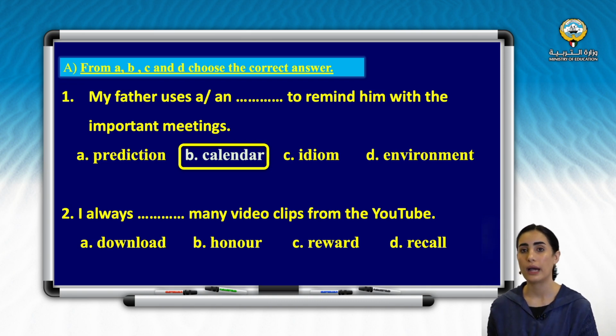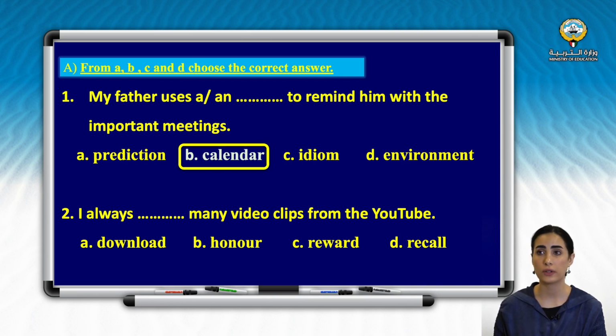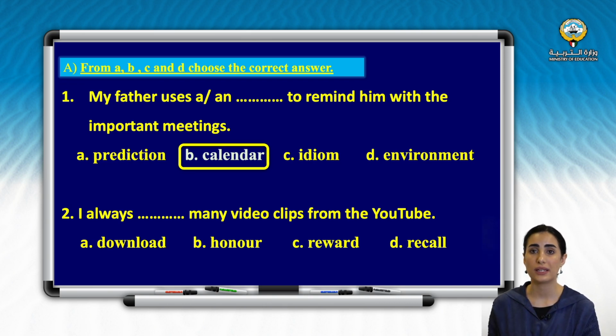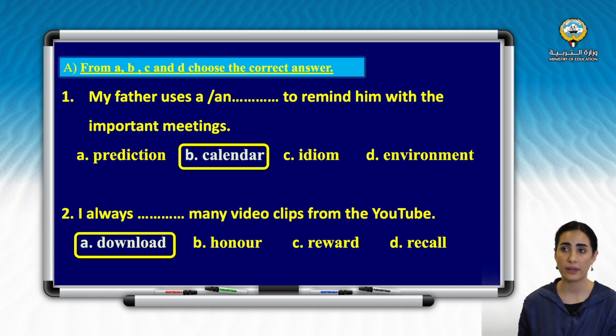Number 2. I always blank many video clips from YouTube. So we have keywords here, video clips from YouTube. So is it A. download, B. honor, C. reward, or D. recall? Excellent. So it's A, download. I always download many video clips from YouTube.